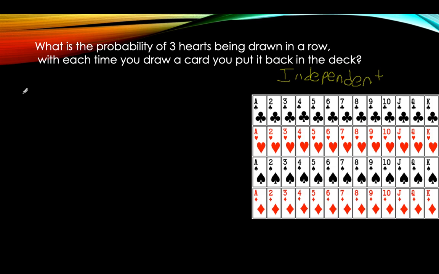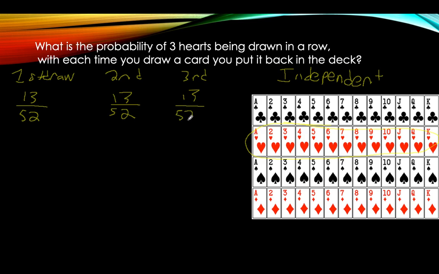Okay, so let's do our first draw. Well, we're looking for hearts. How many total hearts are there? We got 13 over 52 total cards, right? That's a probability of selecting hearts on the first draw. Well, second draw, if we pick a heart and put it back, we still have 13 hearts, and you still have 52 cards. And same with the third. You would still have 13 hearts, 52 cards, because they're independent. They didn't affect the probability of the second.